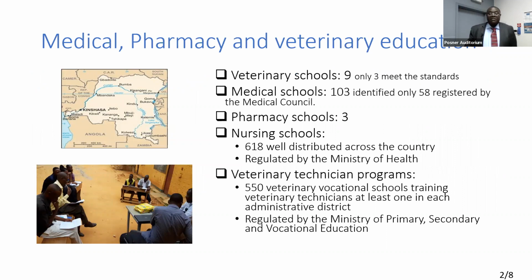In the DRC, we have 9 vet schools and 103 medical schools, of which, I spoke with the president of the medical council, he told me they only recognize 58. We have 3 pharmacy schools. They have a lot of nursing and vet technician programs, and these vet technician and nursing programs are everywhere in the country. So we thought that if they are well scattered in the country, they could be hubs from where we can start activities for antimicrobial resistance.